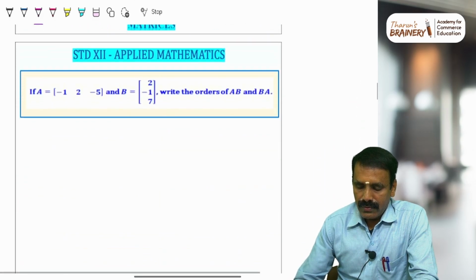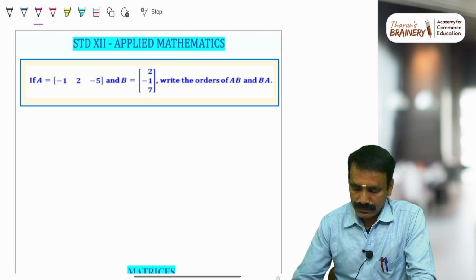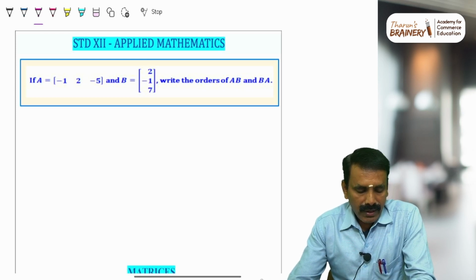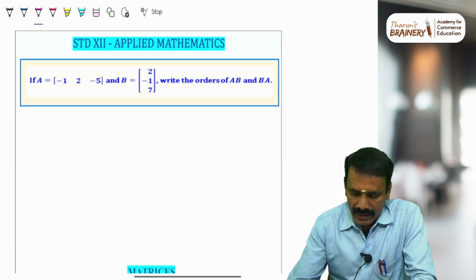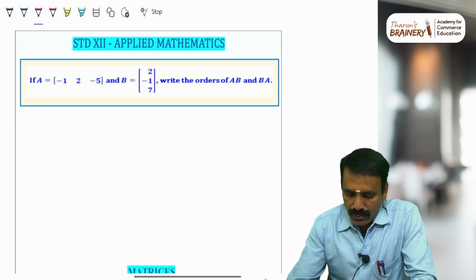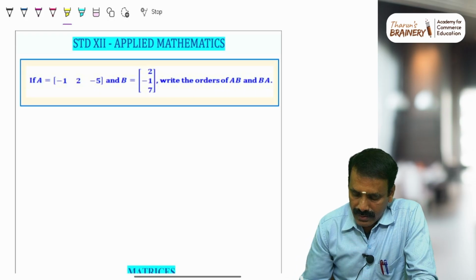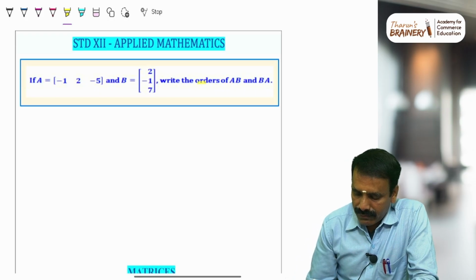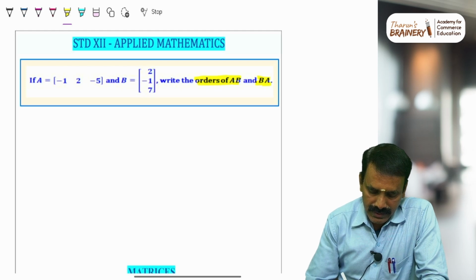So we will solve a few problems here. Here we are having two matrices. One matrix is A, minus 1, 2, minus 5, and another matrix is B, 2, minus 1, 7. Here we are going to write the orders only. Okay, we are not going to find the product. Here we are going to find the order of A, B and AB. We are going to find only the order for the product AB. Okay, so we start.